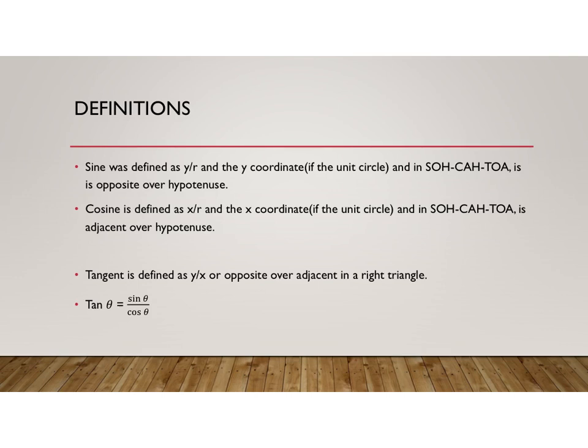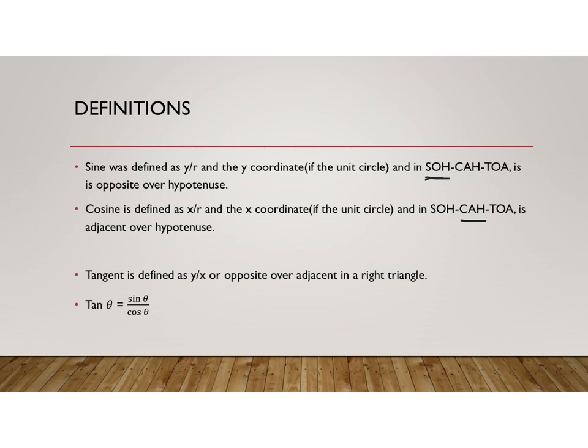So our definitions. As a reminder, the sine function was defined as y over r on a coordinate system, and then just the y coordinate if on the unit circle, because r would then be 1. And in SOHCAHTOA, I believe you've learned that sine would be opposite over hypotenuse. Cosine is defined as x over r, and the x coordinate if on the unit circle. And in SOHCAHTOA, it is adjacent over hypotenuse.